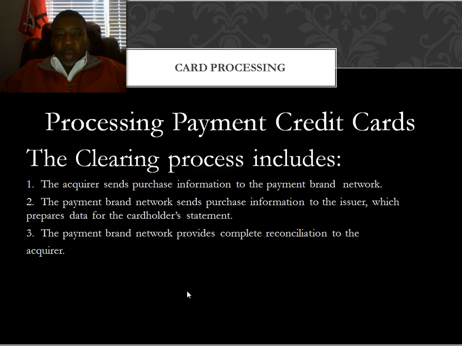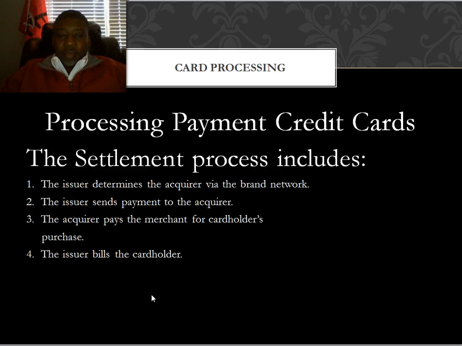Now the actual clearing process: the acquirer sends the purchase information to the payment brand network. So think about this. The payment brand network will then send that purchase information, the same stuff that just happened but now in more detail, to the issuer. Like, you bought this sweater from Ron, and here's all the information about it. The payment brand network provides the complete reconciliation to the acquirer.